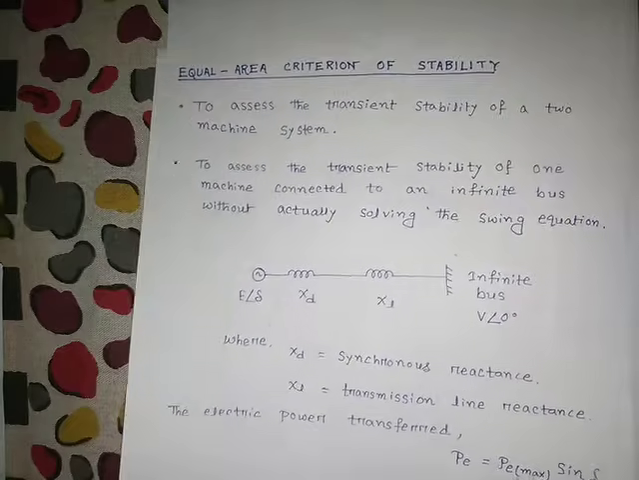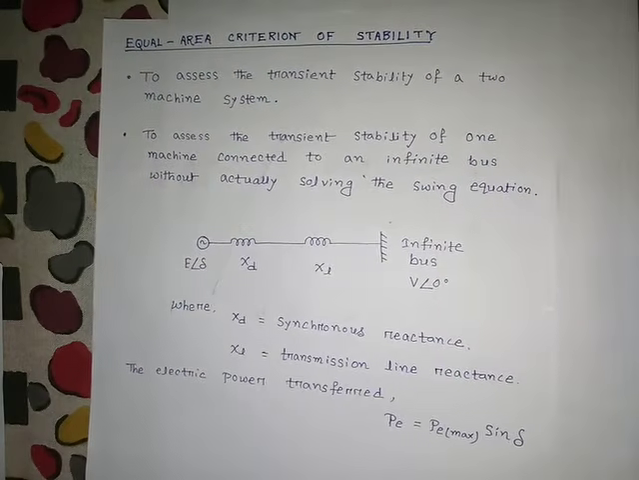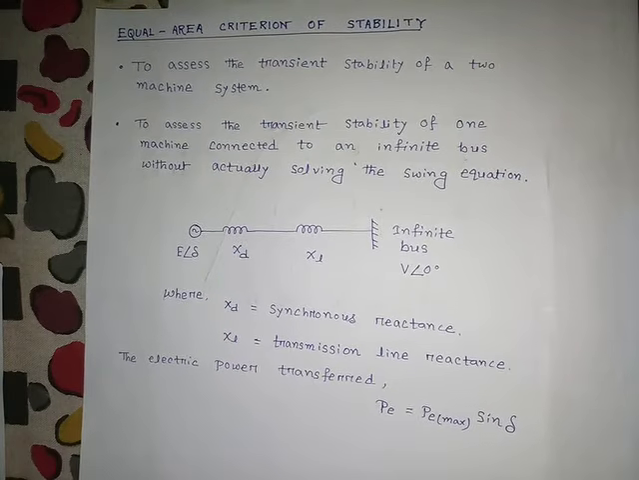Welcome dear students. We are discussing in today's class the equal area criteria of stability. This equal area criteria of stability is used after the swing equation. The swing equation gives us the stability or instability of a system, and the equal area criteria also gives us this stability and instability.